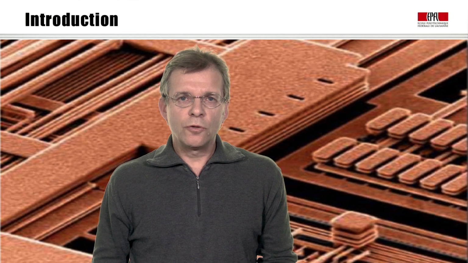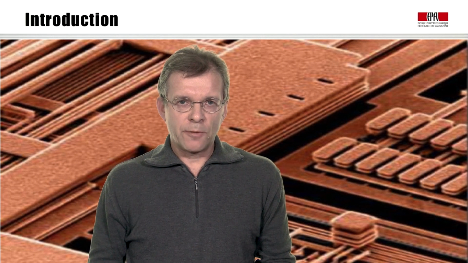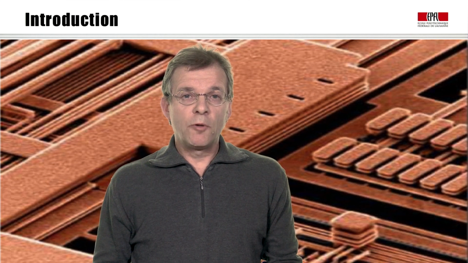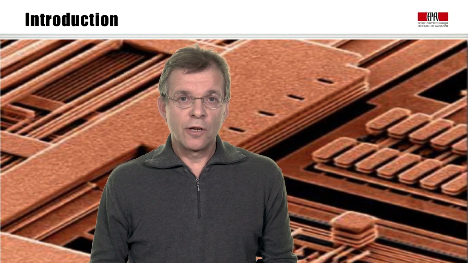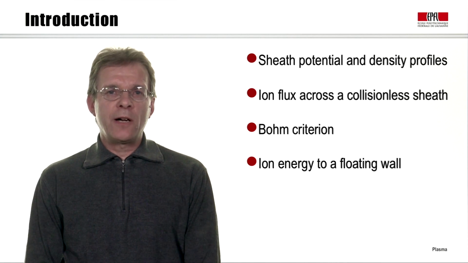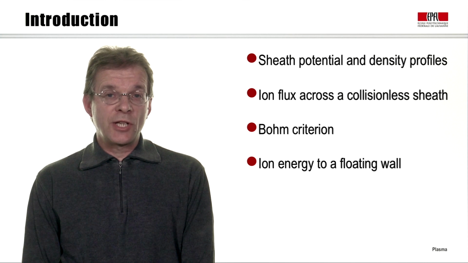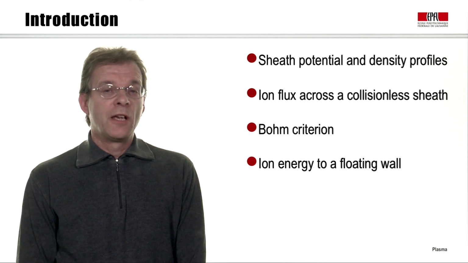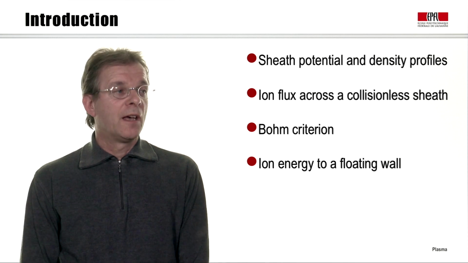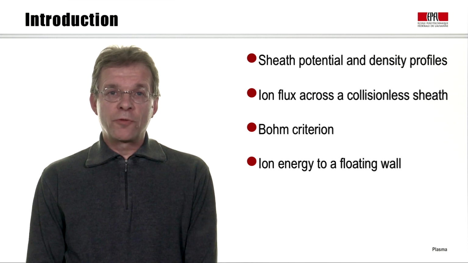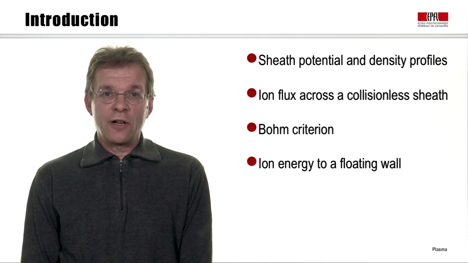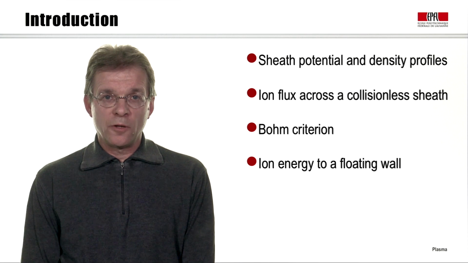In the previous module, we made a qualitative description of plasmas in contact with a wall, and now we will introduce a mathematical description of sheath physics. We will show how to calculate the profiles of potential and density across a sheath. We will find the ion flux across a collisionless sheath. We will calculate the Bohm criterion and also the ion energy across a sheath to a floating wall.